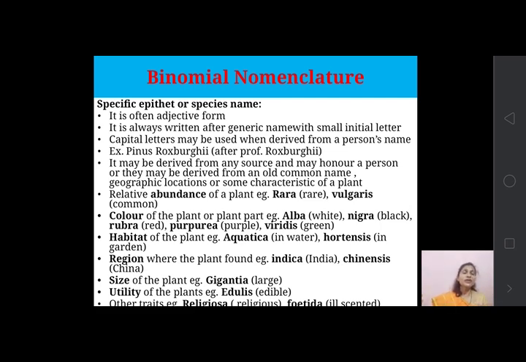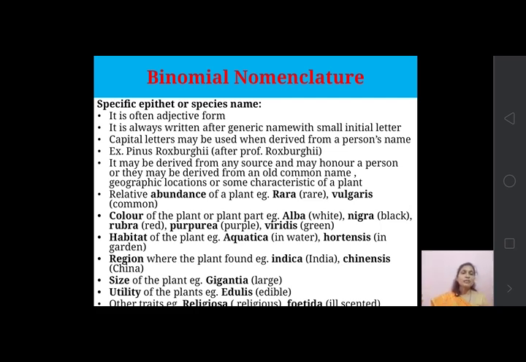Again, habitat is one of the indicators, that is, where these plants live, or what kind of habitat they share. So aquatica means those plants which are present in water. So aquatica indicates the presence of that plant in water, that means it indicates its habitat. Hortensis means in garden. When the species name is hortensis, then it indicates that this type of plant is present in gardens. It is a horticultural plant.